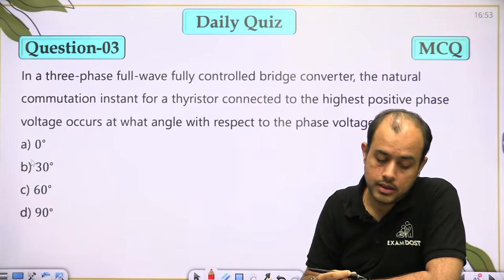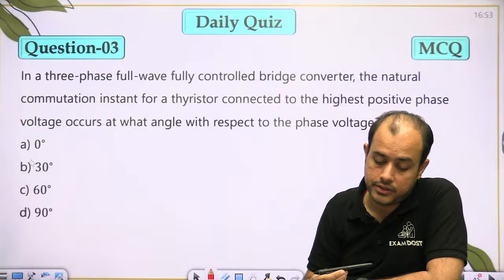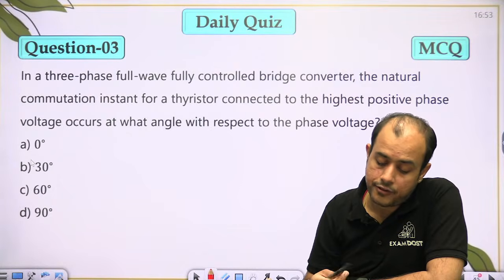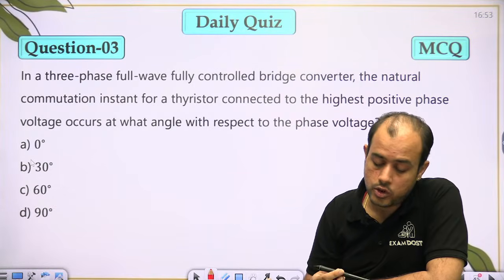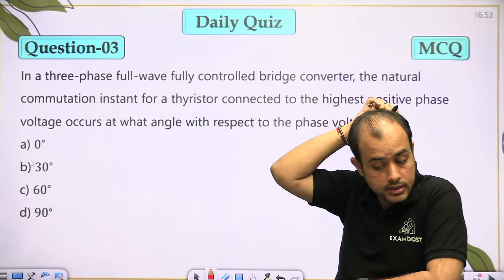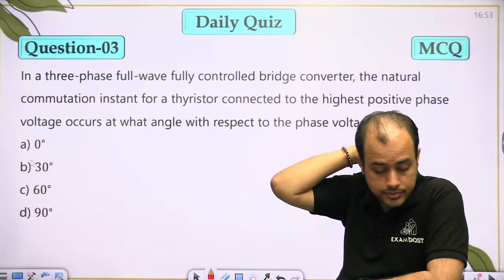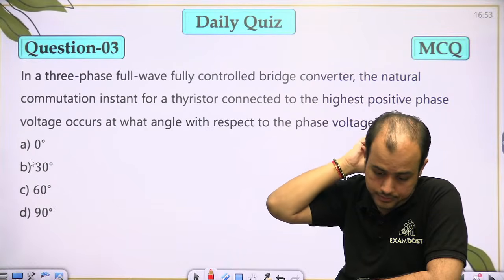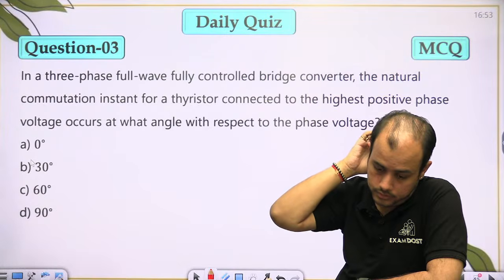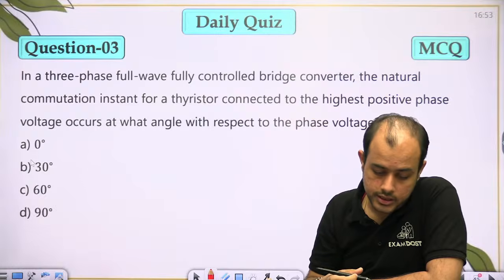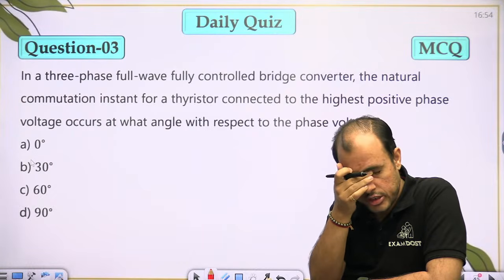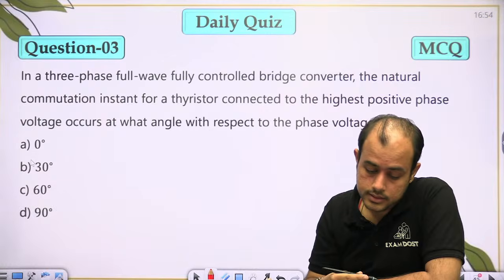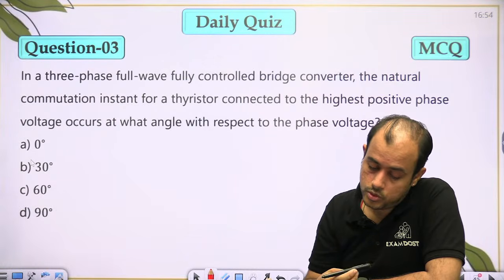120 degree. In a three-phase full wave fully controlled bridge converter, the natural commutation instant for a thyristor connected to the highest positive phase voltage occurs at what angle with respect to phase voltage? A thyristor conducts for 120 degrees.